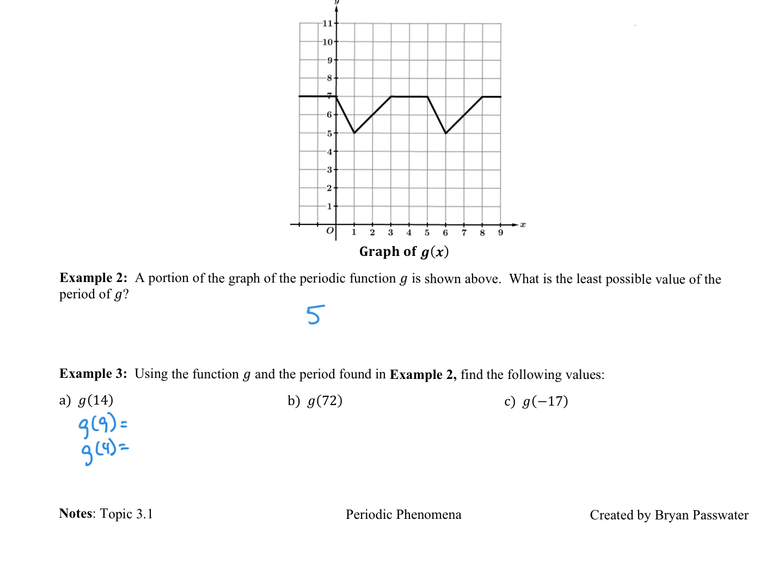So what is g of 4 or g of 9? g of 9 is 7. They go up to 7 right there. And so g of 14 is 7. So we used its period to figure that out.